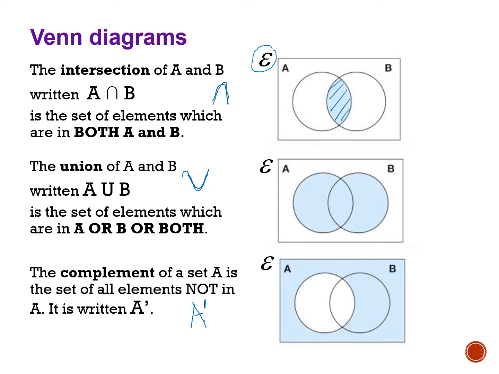So you can see in my diagram here, I've shaded absolutely everything. Okay, which is what you're going to write in your notes. Absolutely everything apart from the circle A. Okay, and that's called the complement. So make sure you've got all those written down. If you need a bit more time, then just press pause.